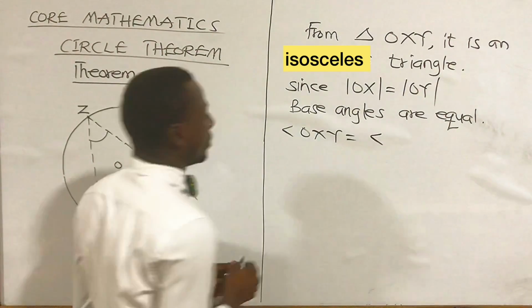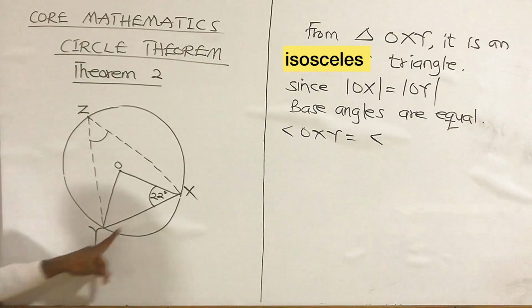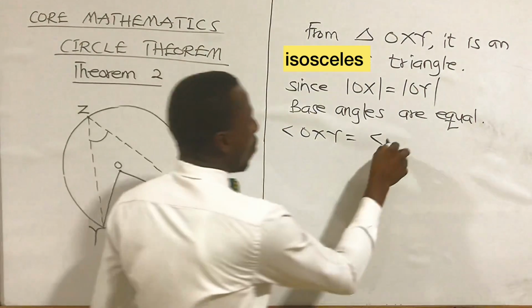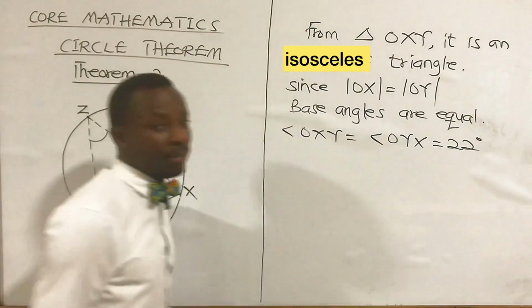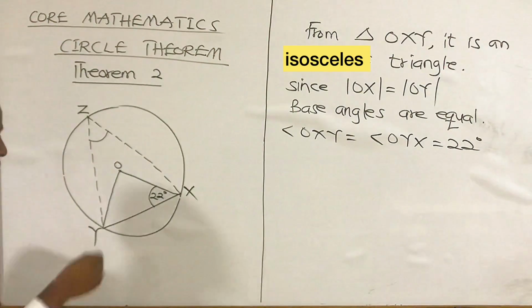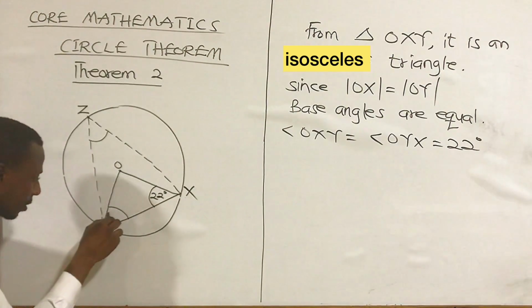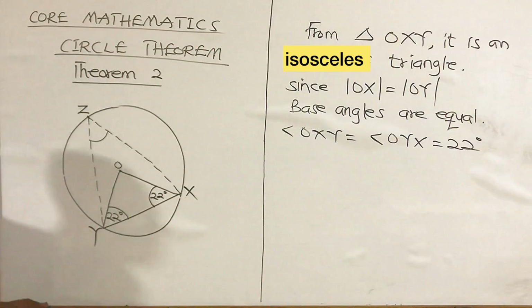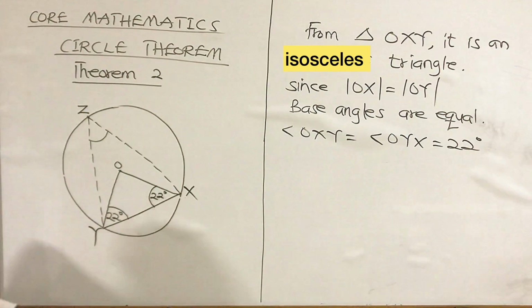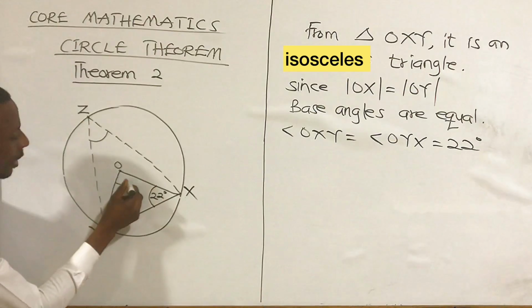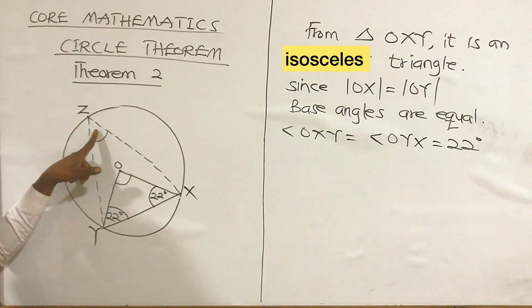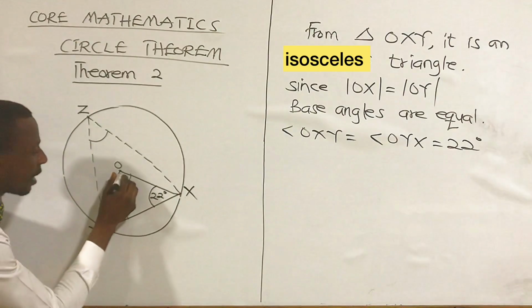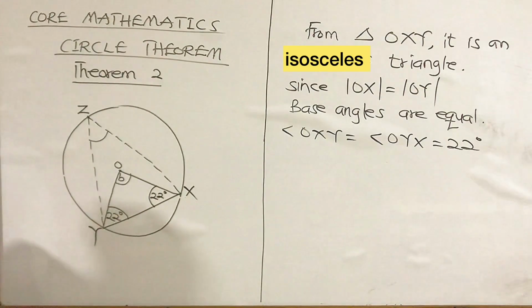In view of that, if the angle here is 22, which is angle OXY, then angle OXY is equal to angle OYX, and both of them are going to be equated to 22 degrees. Now, the moment I get the angle here, then I can easily get the angle up here. So now let me make this angle B.